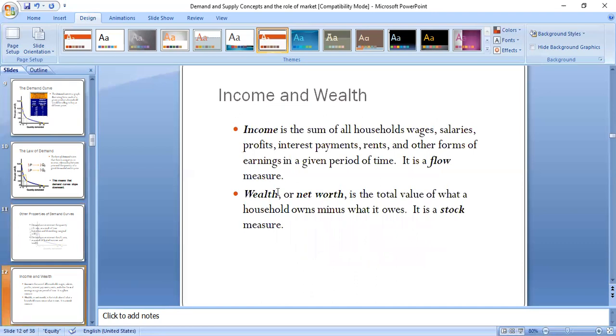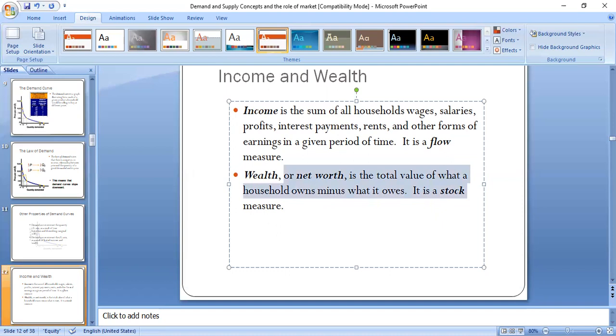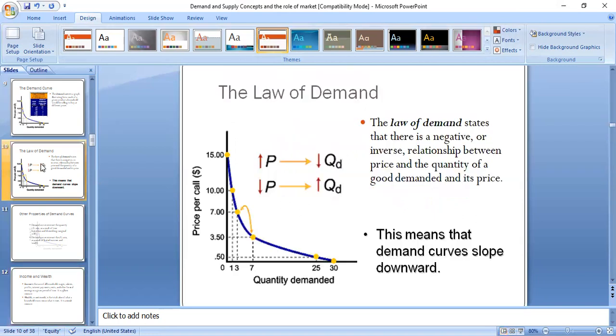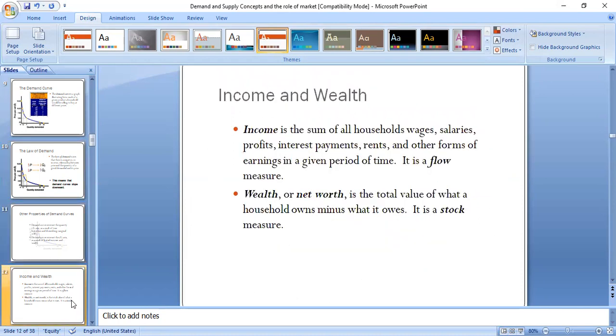So let's look at the difference between income and wealth. Is there any difference? Right? I know some of us are reading. The difference between income and wealth. Is there any difference? Yeah, there is a difference. So income is basically an earning.